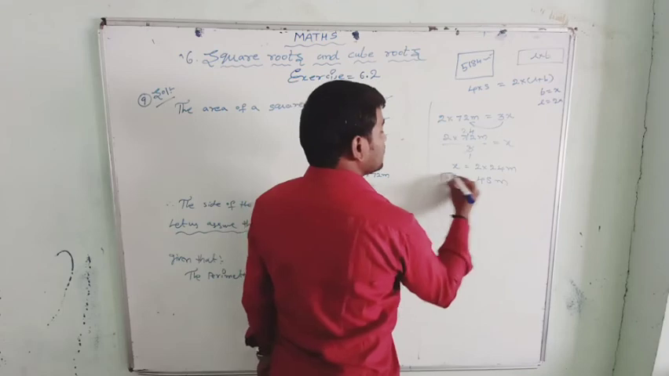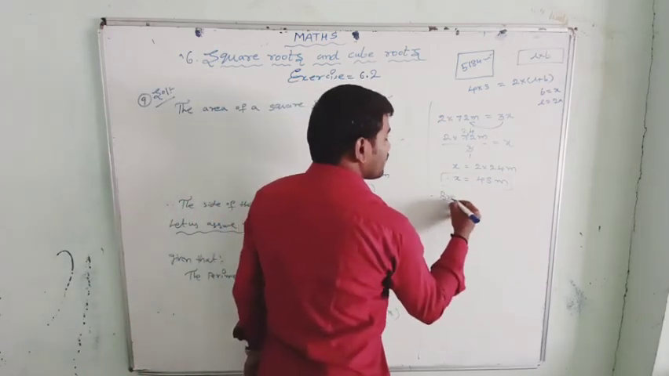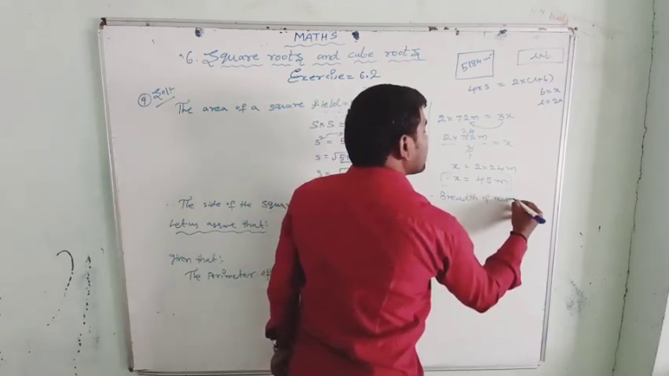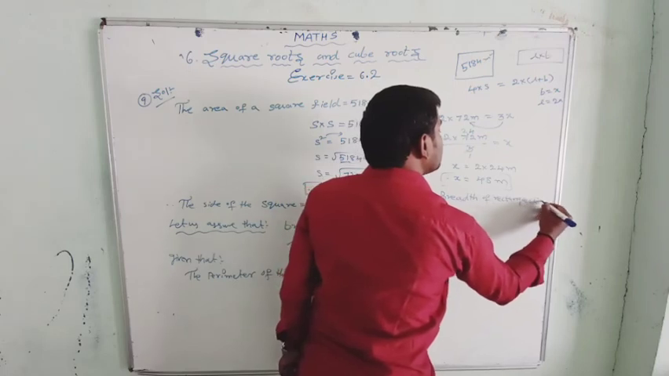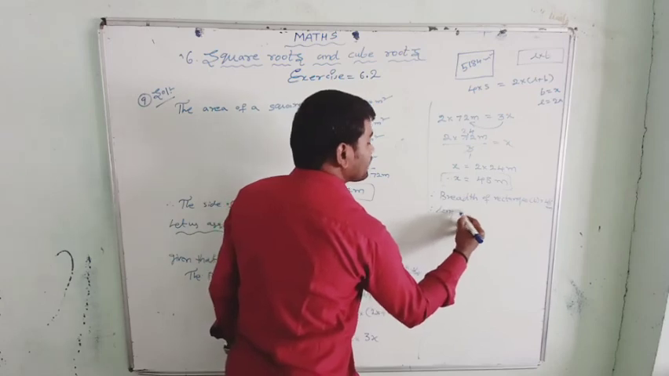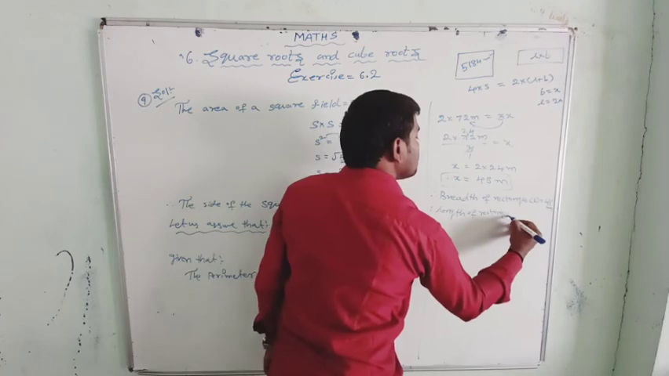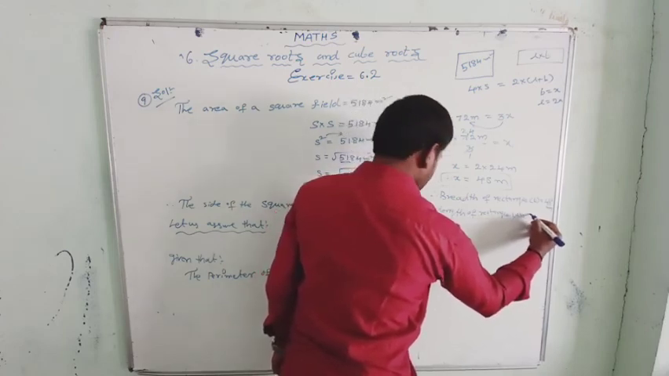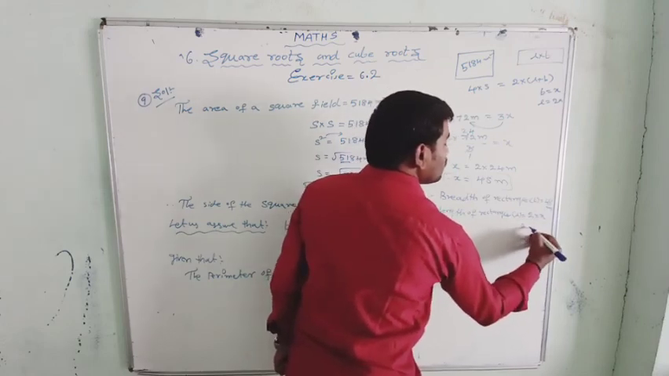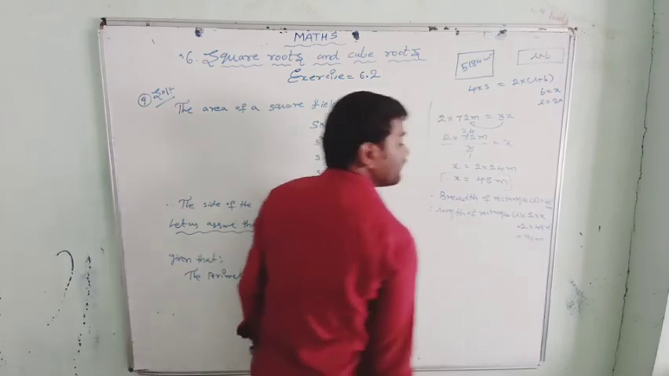So what is x actually here? x is nothing but the breadth of the rectangle. Therefore, the breadth of the rectangle B equals 48 meters. Now we can find the length. The length of the rectangle L equals 2 into x, which is 2 into 48 meters, equal to 96 meters.